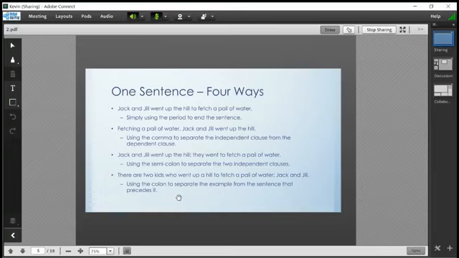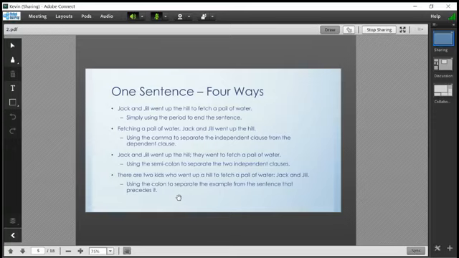And then finally, we have there two kids who went up the hill to fetch a pail of water, Jack and Jill. I can't think of a single person who was ever going to write a sentence like this, and that's one thing that we definitely see with students: who would write a sentence like this when they get to some questions on the SAT?